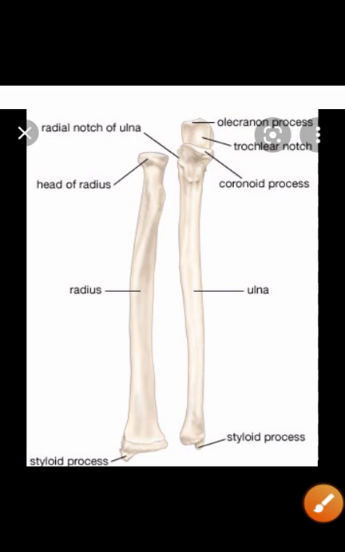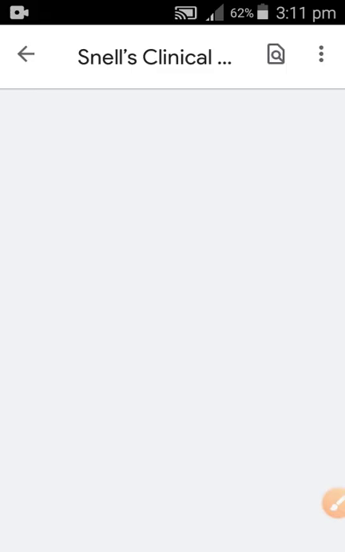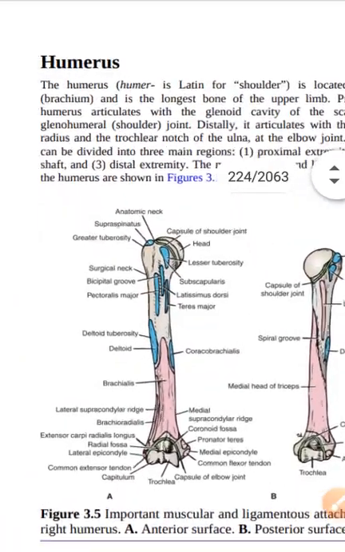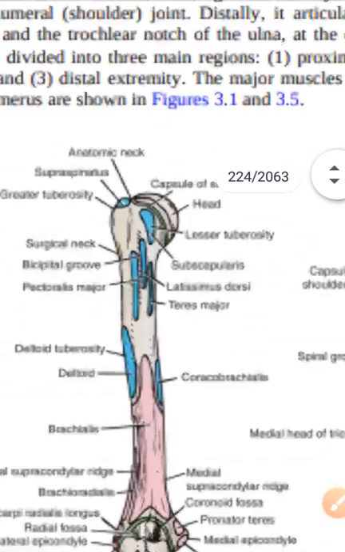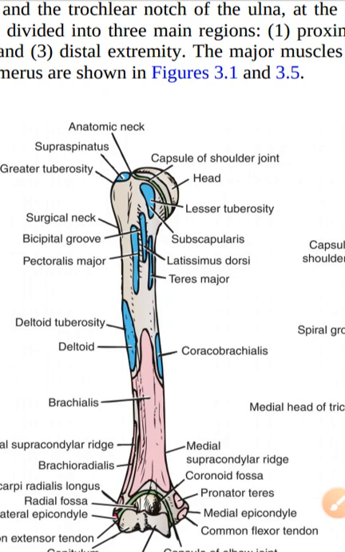Now we will discuss the muscle attachments to the humerus, radius and ulna. Let us discuss this in the following diagram. With the help of this diagram, wait for a short time. So this is the humerus. This is the humerus in the Snell anatomy. Snell anatomy is a good book to study anatomy for the first year, to prepare and to take good marks.